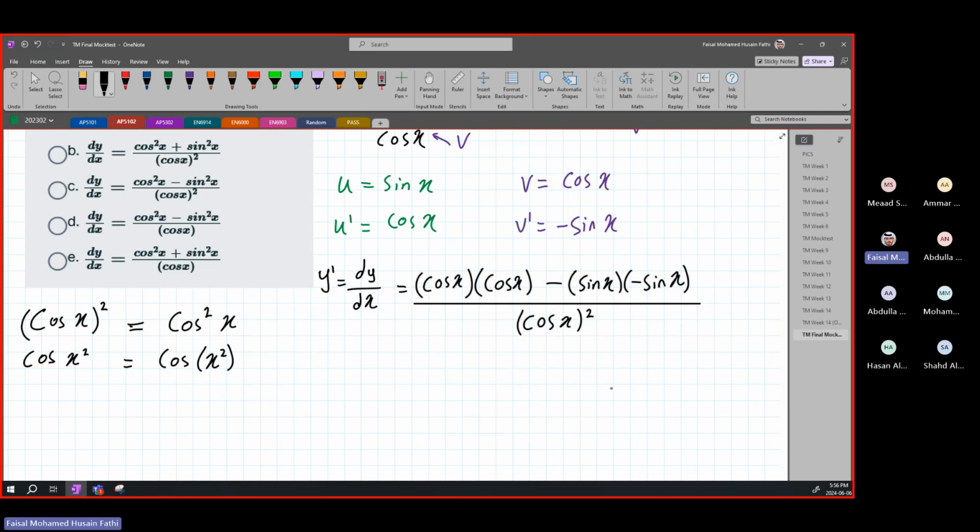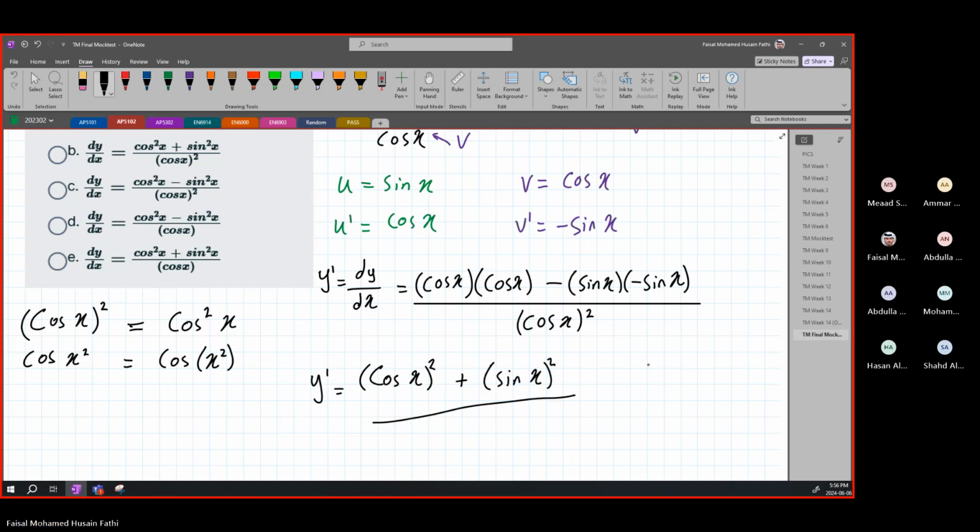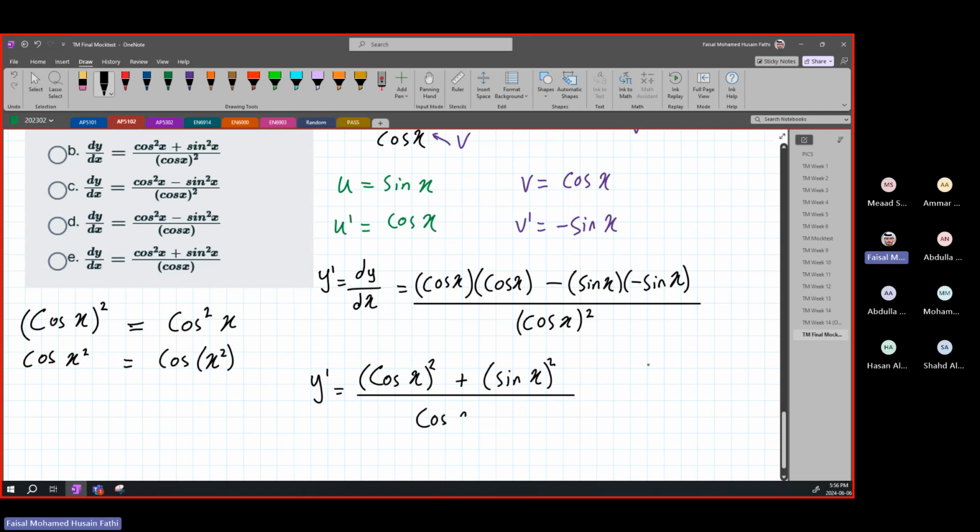So let's simplify this equation a little bit. Y prime is cosine x times cosine x, which is cosine x squared. Minus times minus becomes plus, because a negative sign times a negative sign becomes positive, and sine times sine is going to be sine x squared over cosine x all squared. Remember, like I said earlier, this is the same as saying cosine squared x plus sine squared x over cosine squared x.